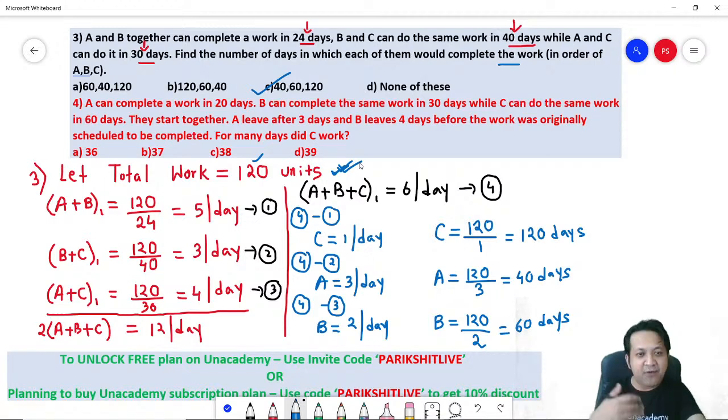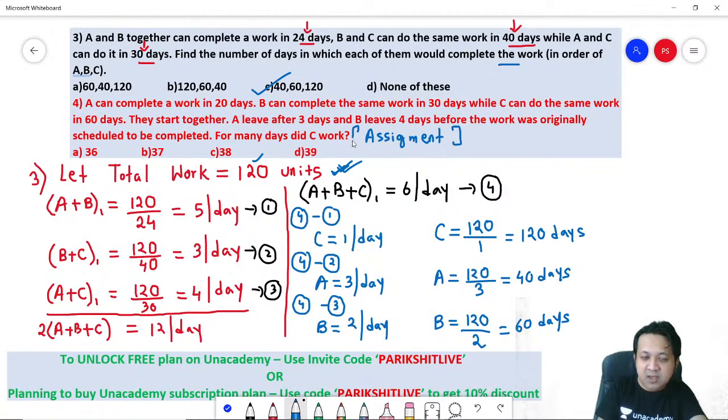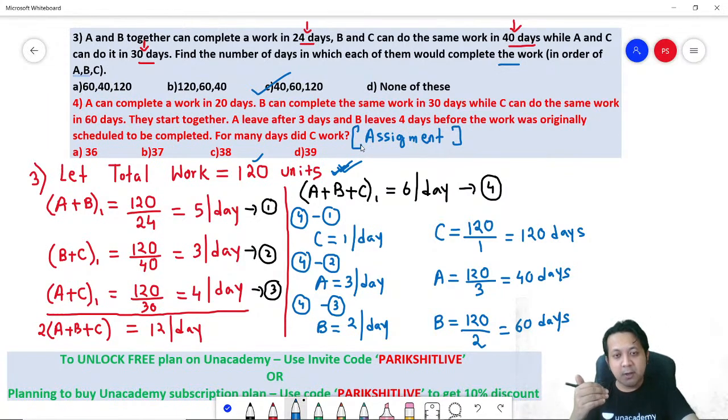The next 4-5 days, we are going to focus on time and work on YouTube. Make sure that you follow me, and I'm going to show you some amazing ways to solve some really difficult time and work questions. Question number 4, I want you to take it as an assignment. I'm not giving you the answer right away, but tomorrow morning, 10:30 a.m., when we start, I'm going to solve it. But I definitely want you to try. Think it the way I have told you to think today. Let total work be some number and start solving from there.